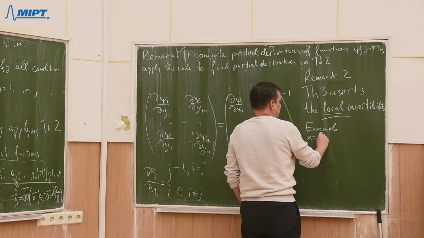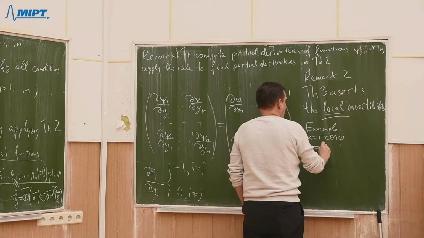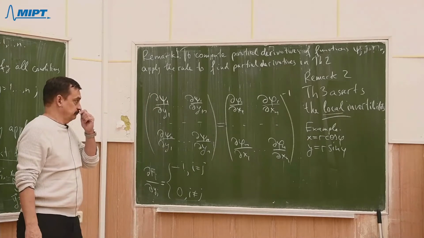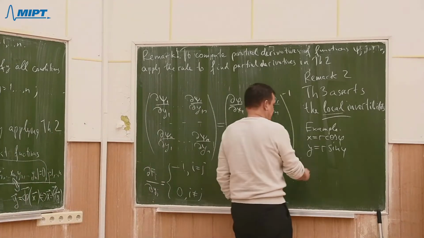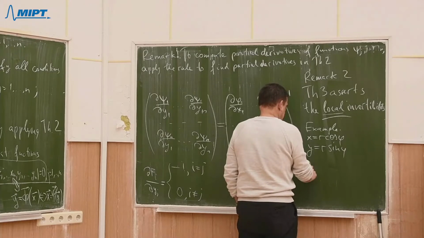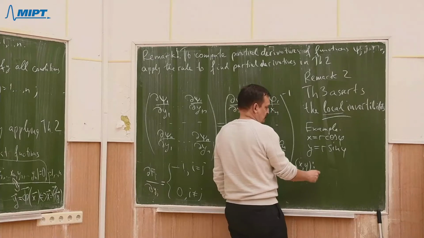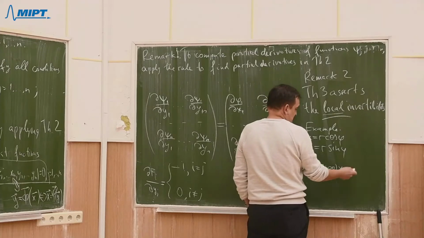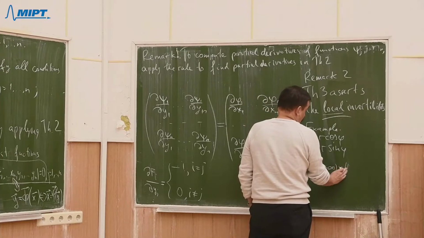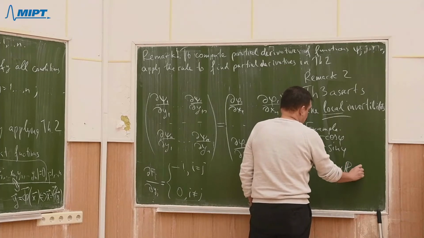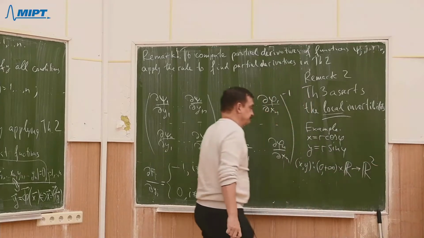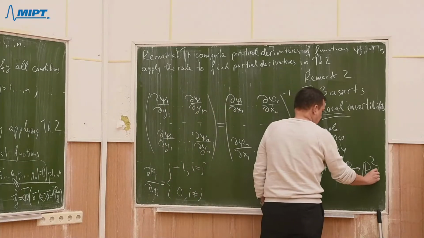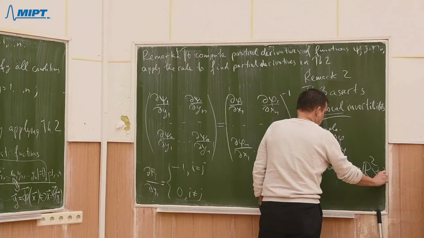Consider the following mapping, just polar coordinates. Polar coordinates, right? You see, that is a mapping which maps r varying from 0 to plus infinity, and phi in R, to R2 without 0, in fact, without the origin.